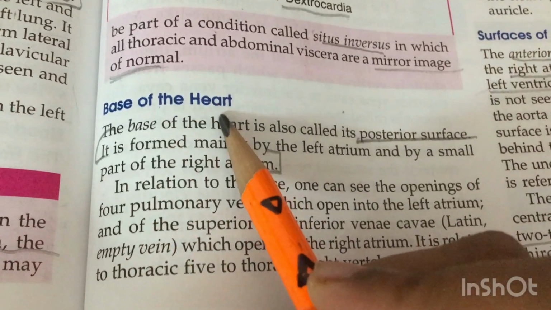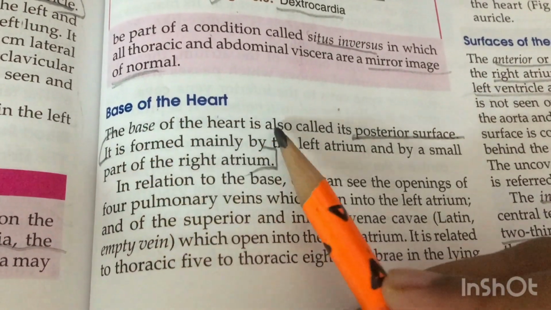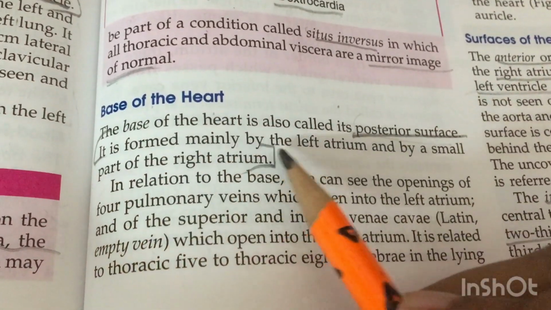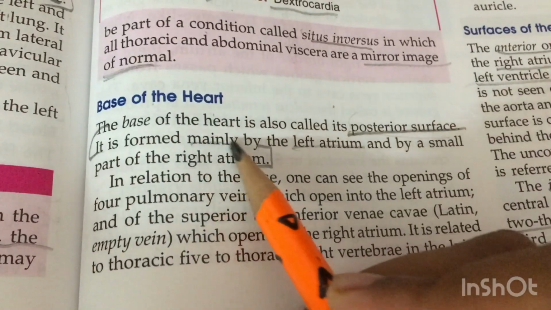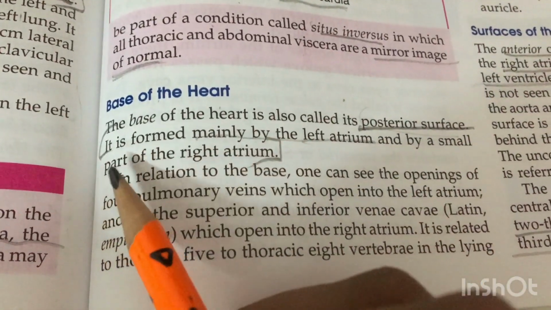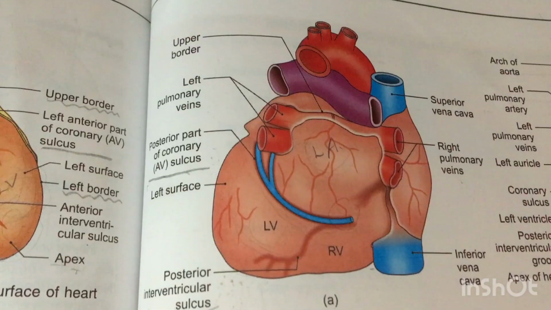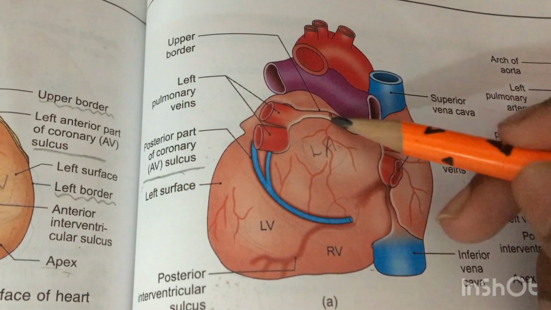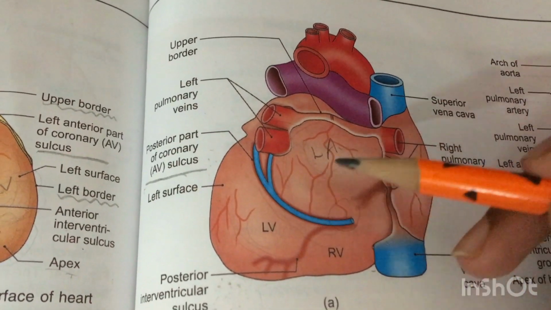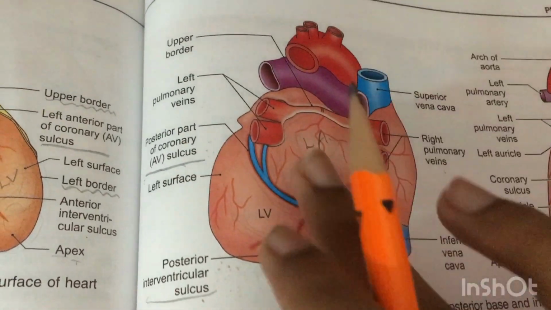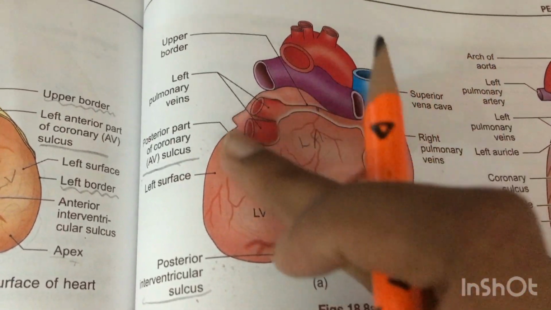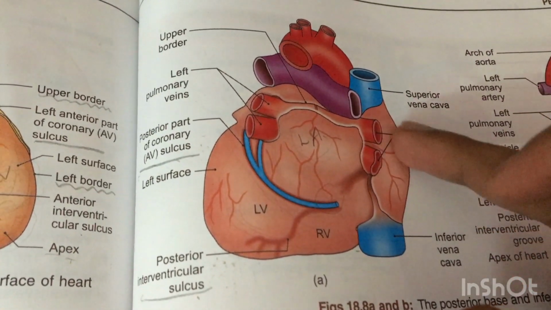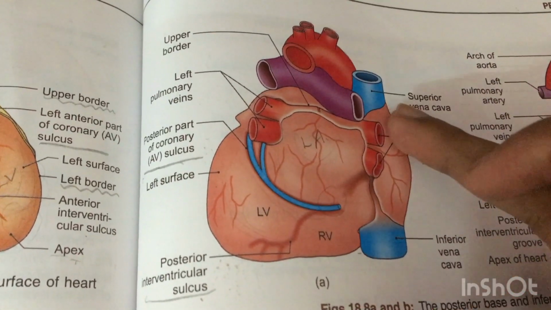So next, about the base of the heart. The base of the heart is also called the posterior surface. It is formed mainly by the left atrium, and a small part by the right atrium. This is the posterior view of the heart. The posterior surface is mainly made by the left atrium. You can see the left atrium. So this is the base of the heart. It is mainly formed by the left atrium, and the small part is provided by the right atrium.